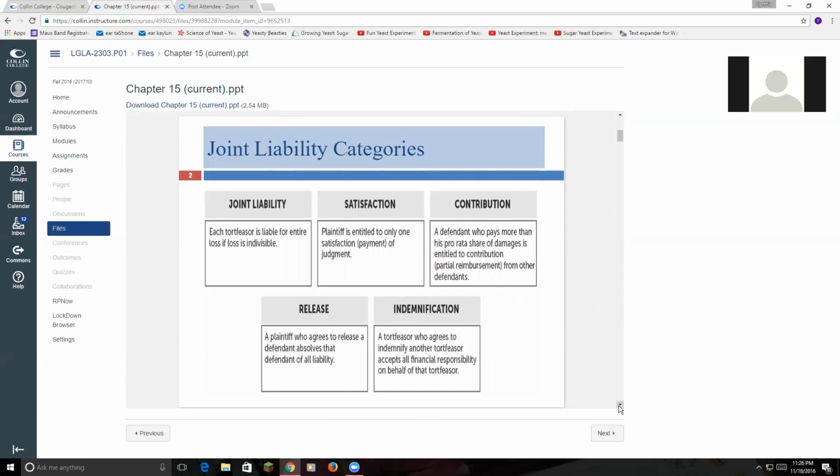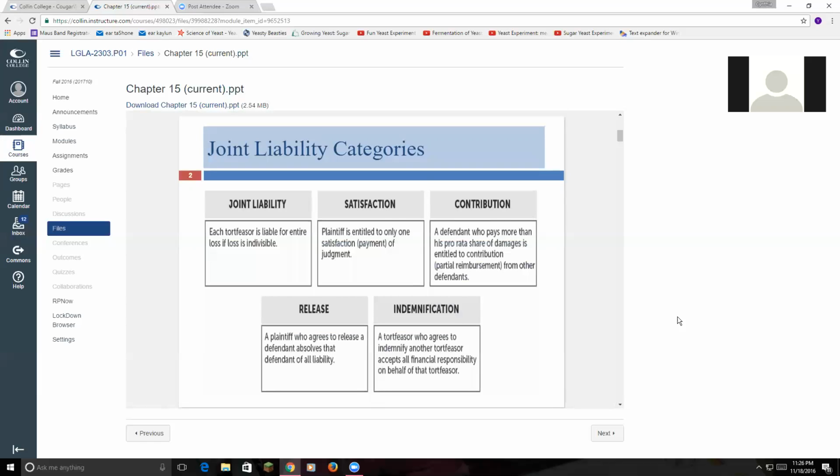If you go back to my first example, where Bob was only 40% responsible and Ann was judgment proof, well, unfortunately, Louise is going to be out of luck. She's not going to be able to get complete satisfaction because the tortfeasors are not jointly and severally liable. So we are done with the second topic, which is satisfaction. And now we're going to go on to contribution, which is that one defendant who pays more than his pro rata share of damages is entitled to contribution from the other defendants.